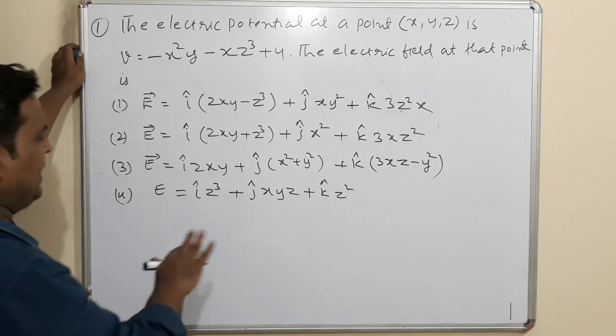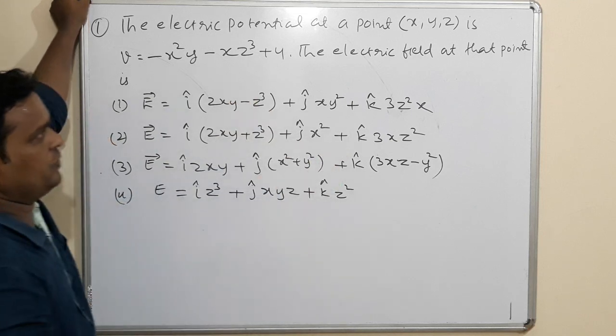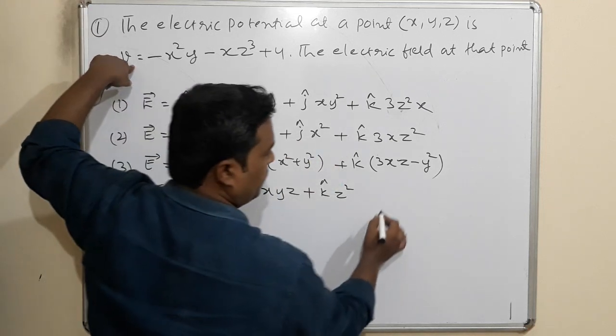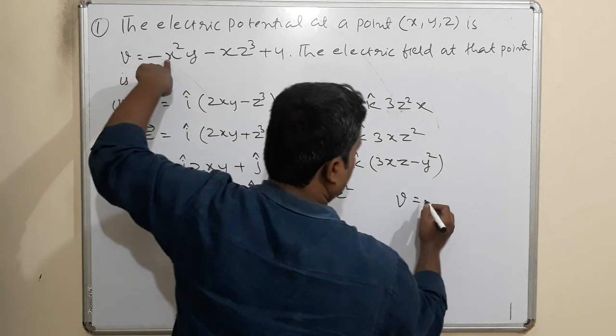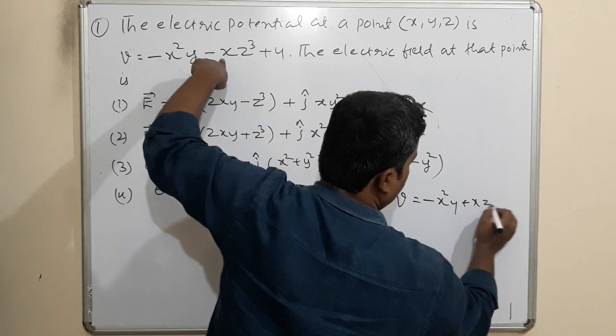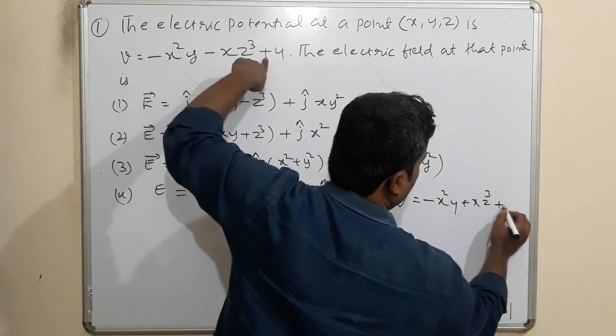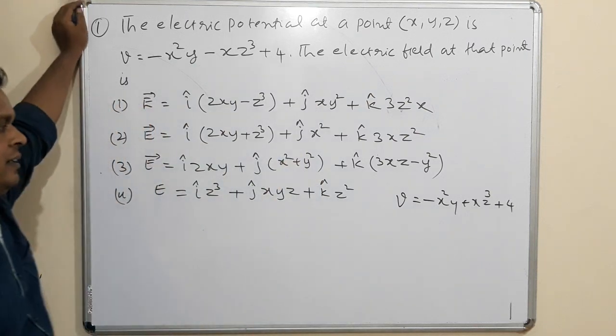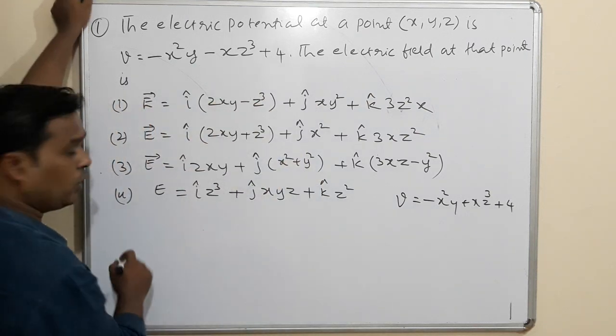Okay. I want to find all the three components of electric field. Potential is given like this. What is the potential given? Potential is equal to minus x square y plus xz cube plus 4. This is not y, this is 4. Okay. Then find all the three components.